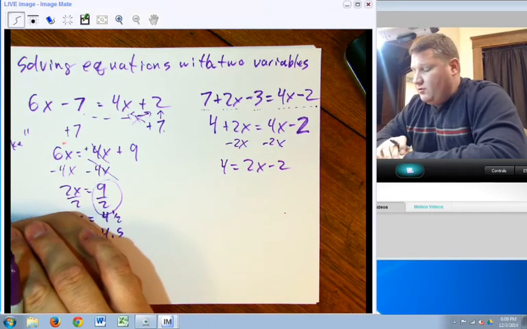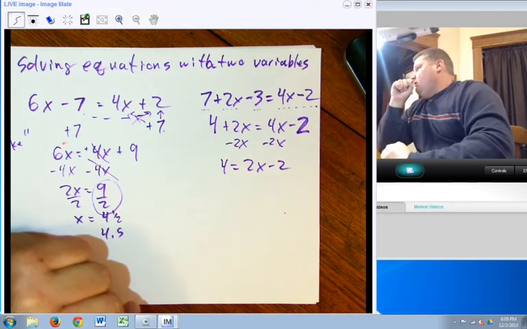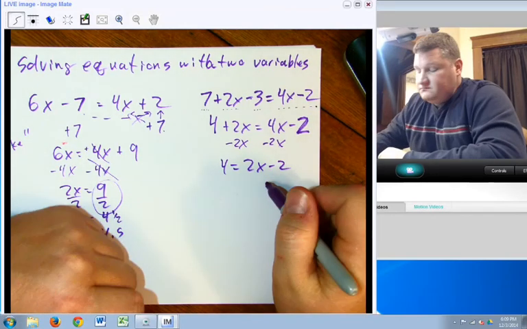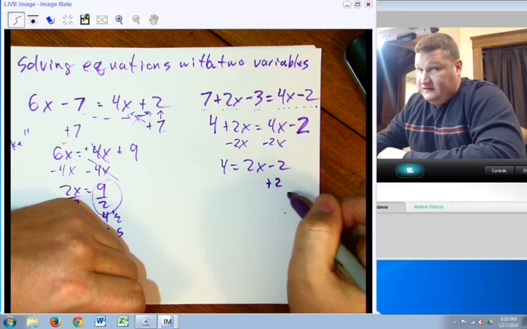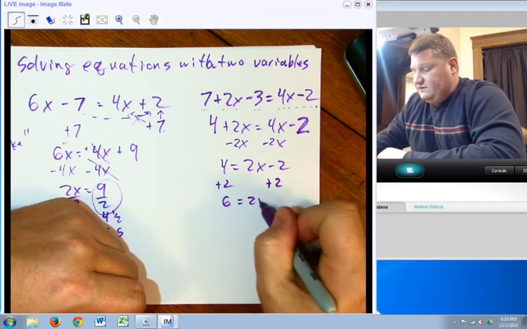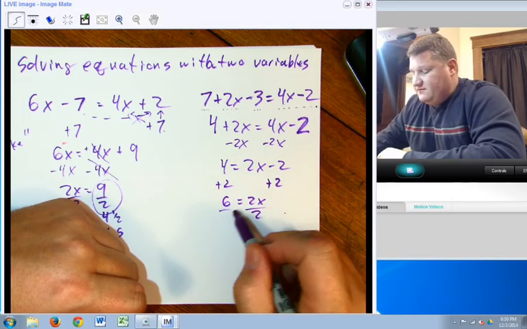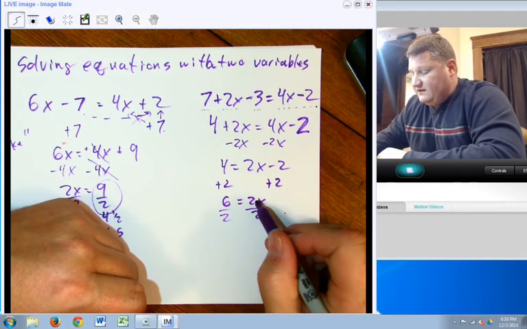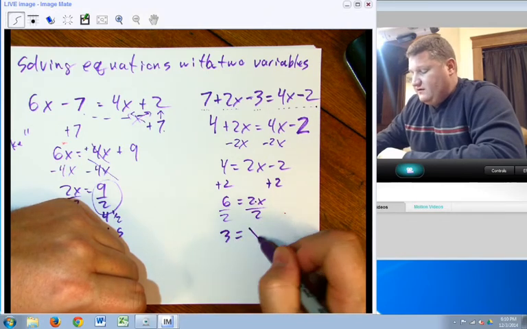At this point, I need to get all the numbers together. To get the numbers together, I need to move this 2. How do I move this 2? Plus 2, but if I do it to one side, I do it to the other. I have 6 equals 2x. Finally, to get x by itself, I'm going to divide both pieces by 2 because that's attached by times. So I have 3 equals x, and that works.